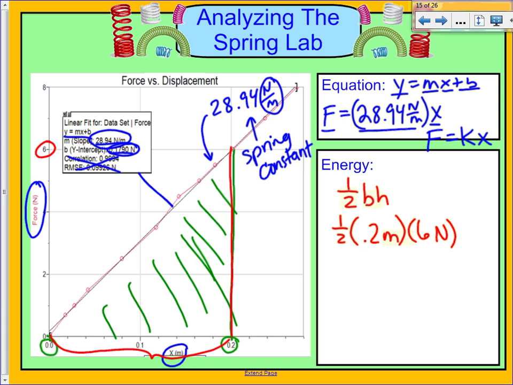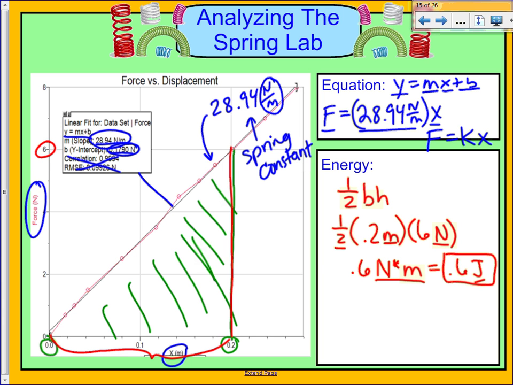Now, if I multiply 1/2 times 0.2 times 6, I end up getting 0.6 as my number. What would my units be? Well, 1/2 is unitless, meters times newtons. So I end up getting 0.6 newton times meter, which is the same thing as joules. Newton meter is the same thing as joule. So notice the area underneath the graph tells you the amount of elastic energy.